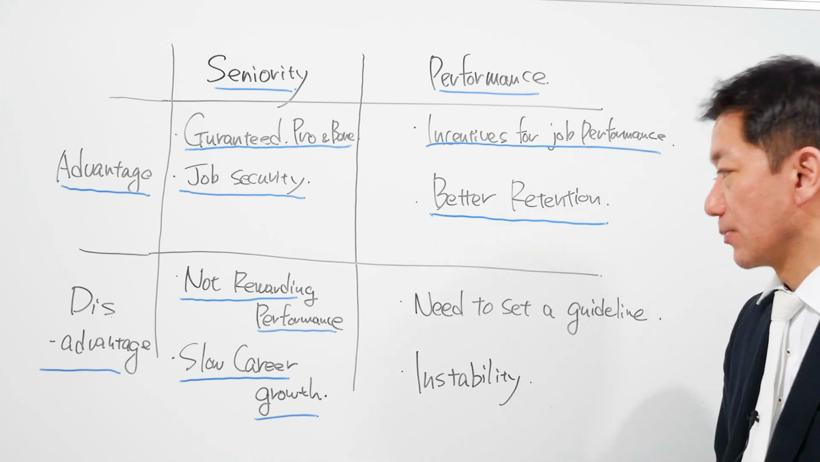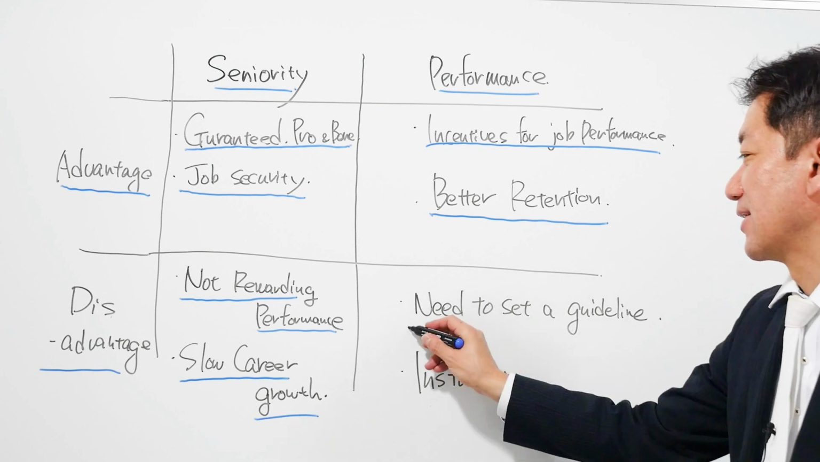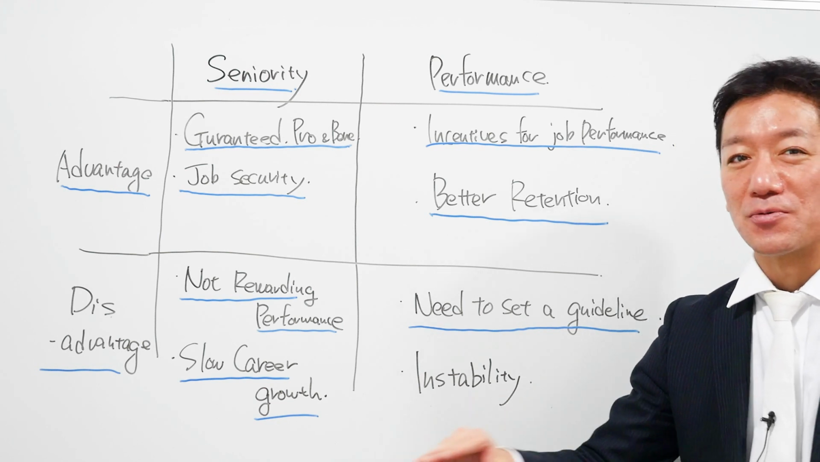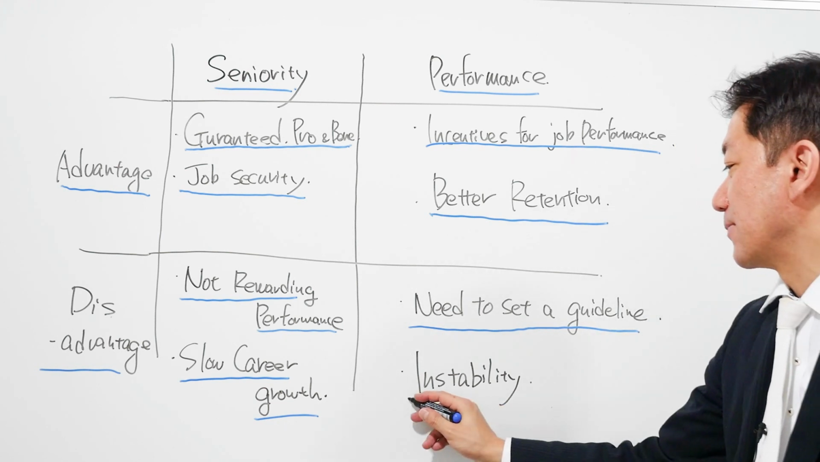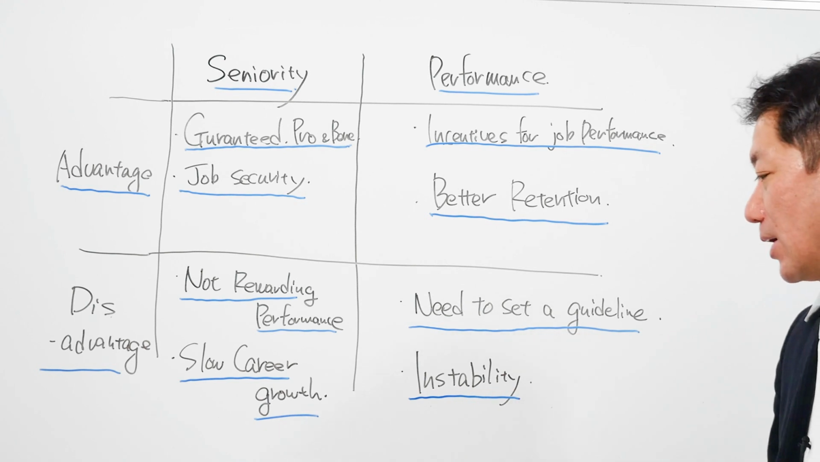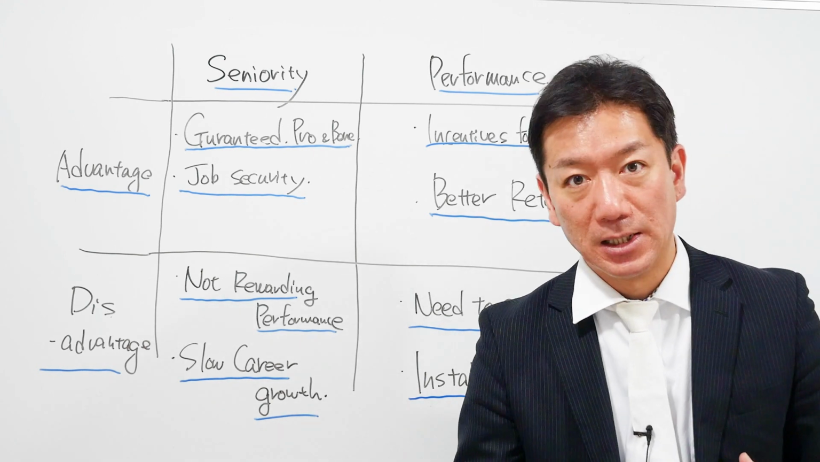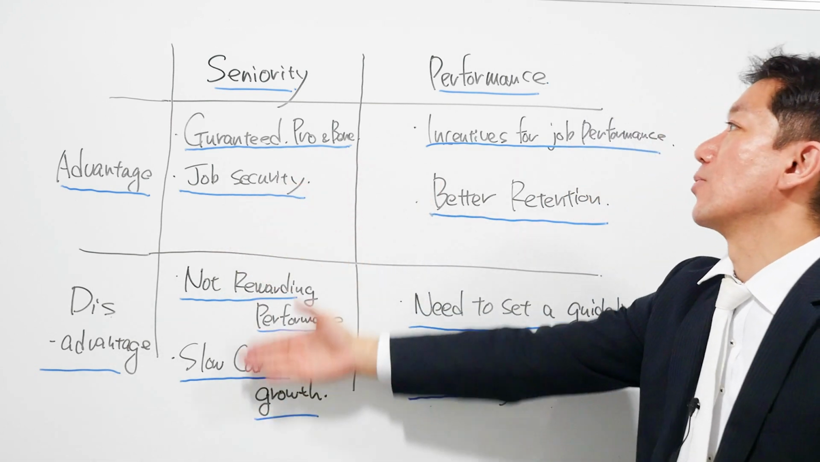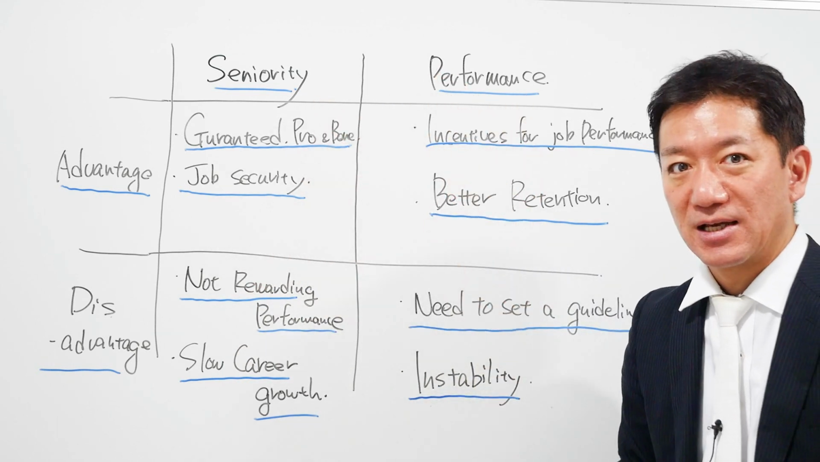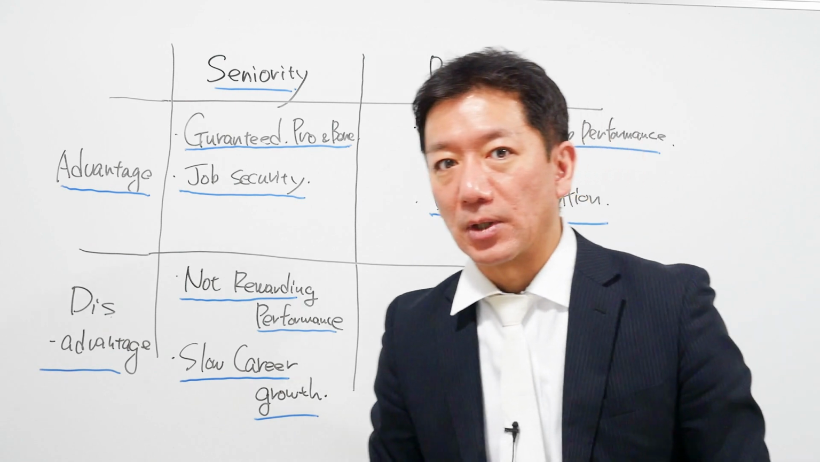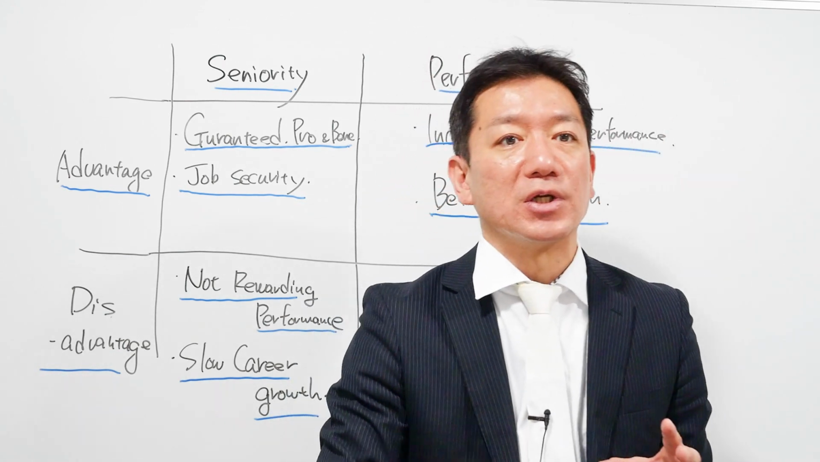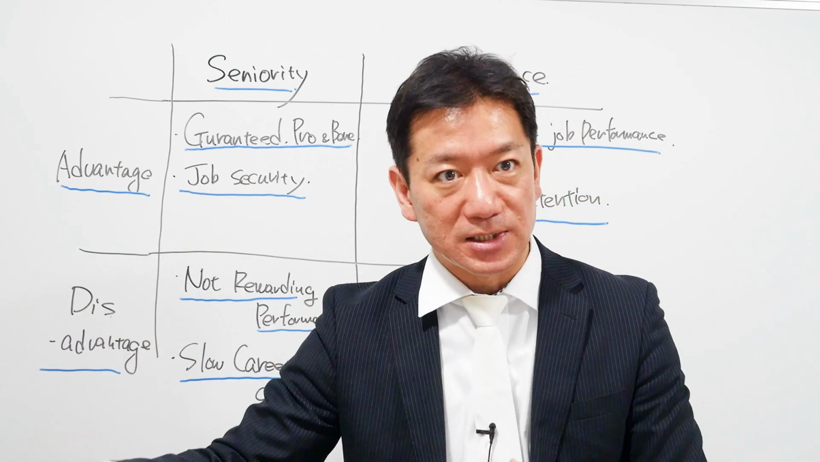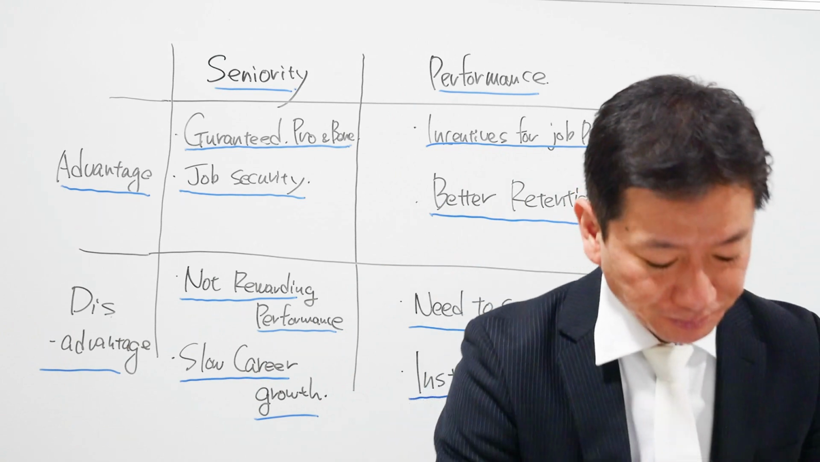Yes, and then the disadvantages. You need to set a guideline. It's demanding. You need to set the guideline for the evaluation of the performance, of course. And the last one's instability. It's quite unstable. You don't know how much performance you can get, right? So this is an overview of advantages and disadvantages of both the seniority system and performance systems. Okay. Again, as a business consultant, I'm not saying which one's better. As a business consultant, you need to have a close look and you can implement this knowledge onto your real client's case.